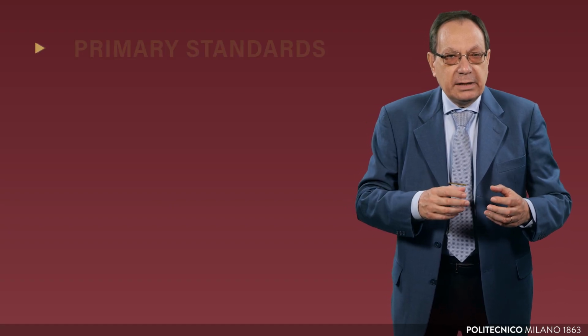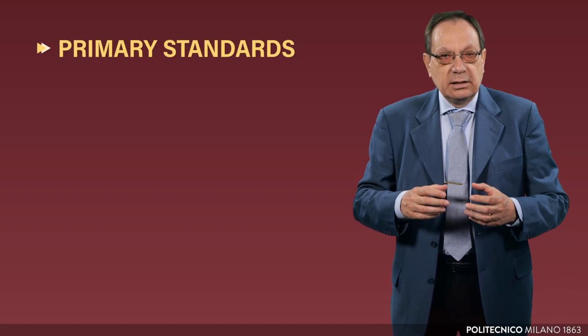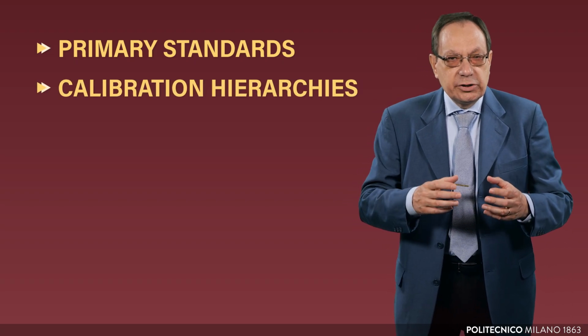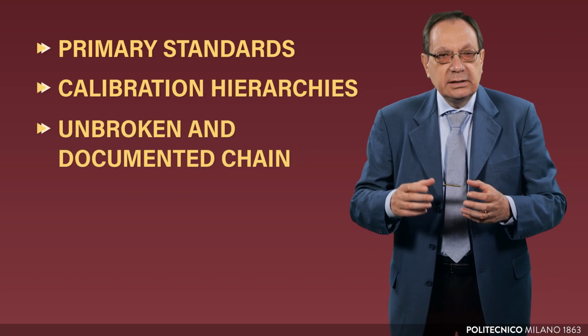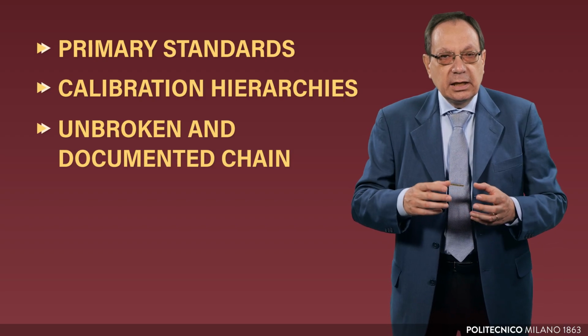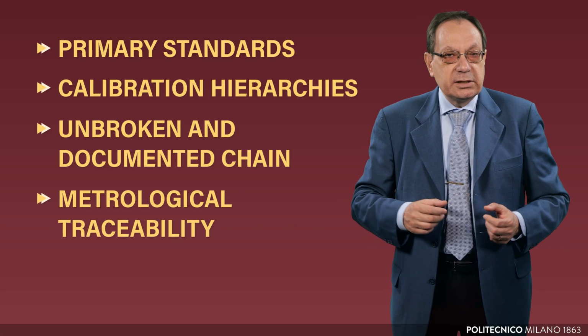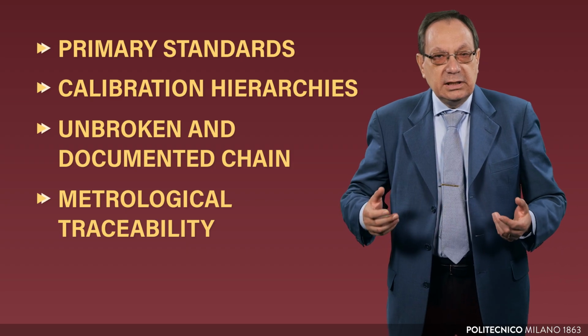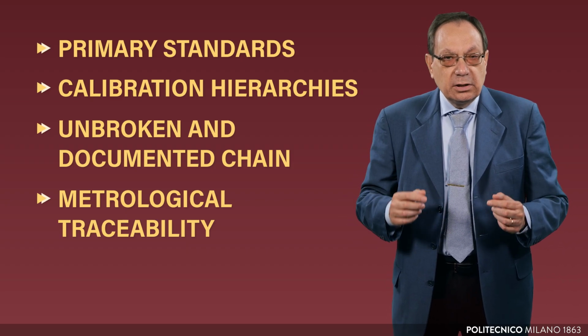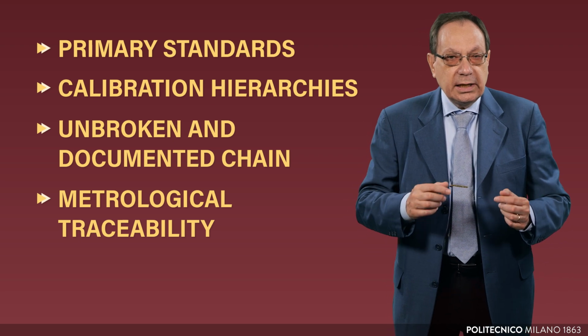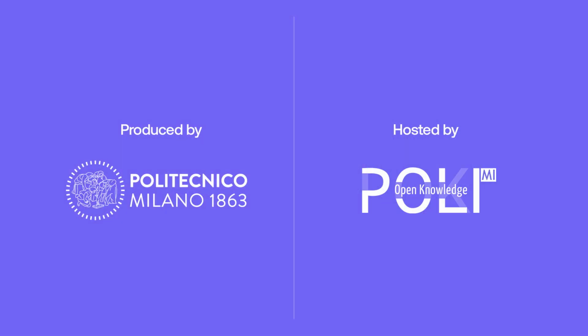To summarize, we have seen how it is possible to access primary standards indirectly through appropriate calibration hierarchies, which, by ensuring an unbroken and documented chain of calibrations, can also guarantee the metrological traceability of a measurement result. We will see in a future lesson that metrological traceability can be ensured by an adequate accreditation structure.